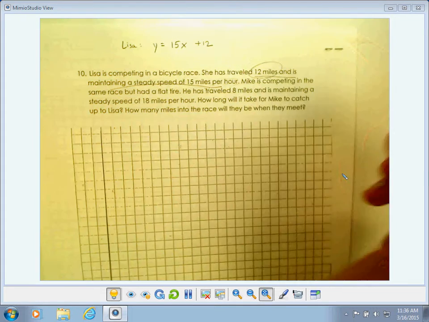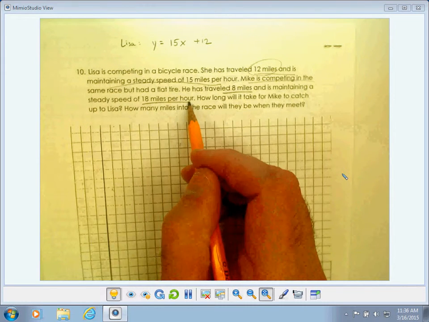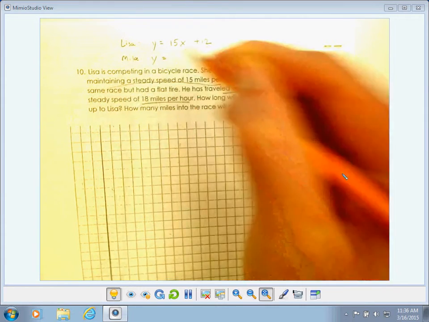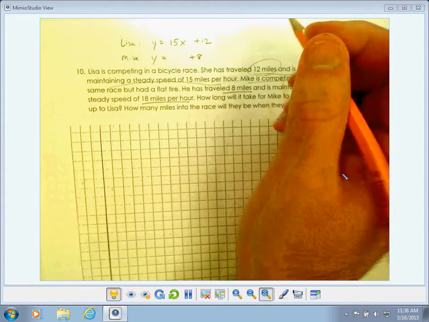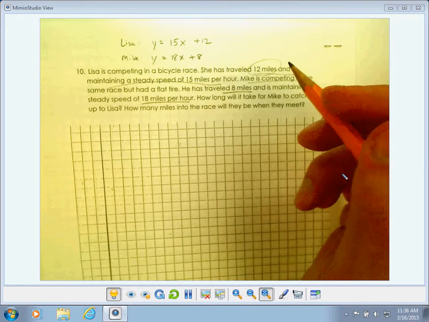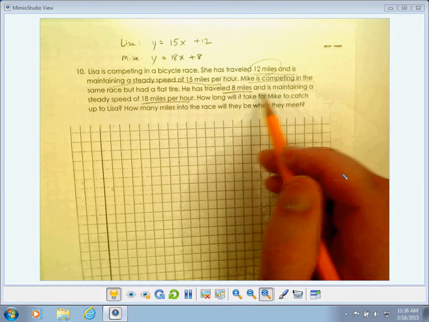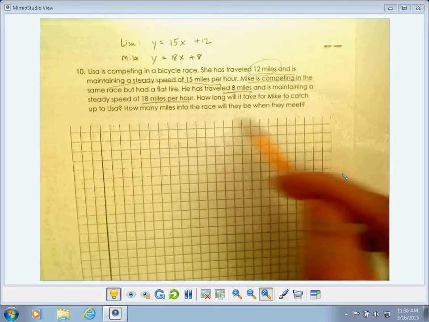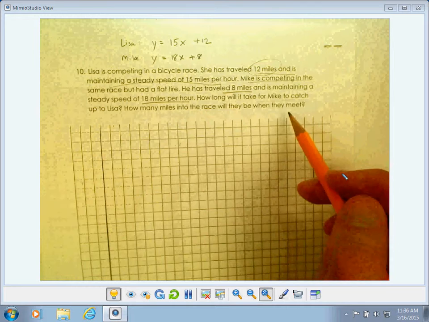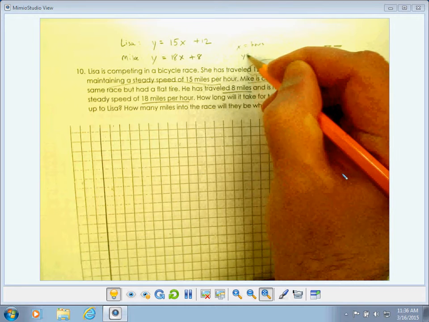So let's do the other one, which is Mike. He's doing 8 miles and then does 18 miles per hour. We have the same kind of format and we'll follow the same reasoning. Mike is going to have 8 to start and then he's going to go 18 for every hour. So we need to graph these two equations and find out where they intersect. That intersection will help us figure out how long it will take Mike to catch Lisa and how many miles they will be when they meet. So we'll work on that. x is hours and y is miles.